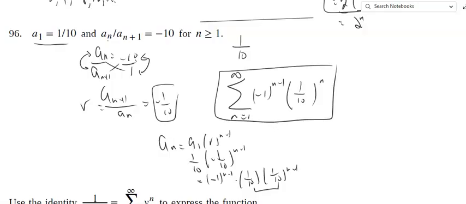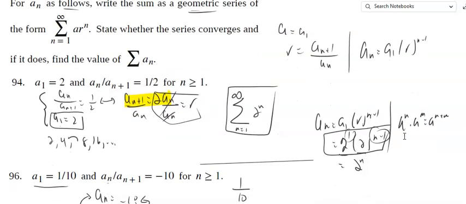Oh, I didn't check. Did it ask if it converges or diverges? Oh, it does say whether it converges or diverges. Okay, here, absolute value of r is bigger than 1, therefore it diverges.